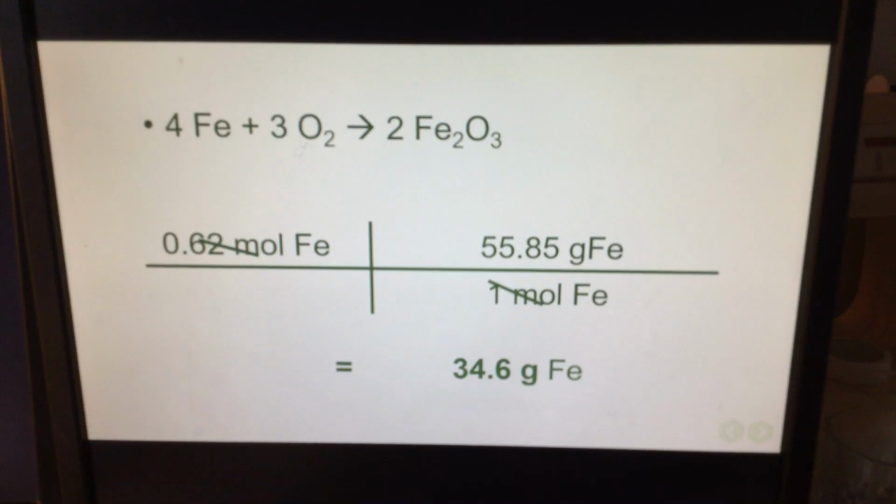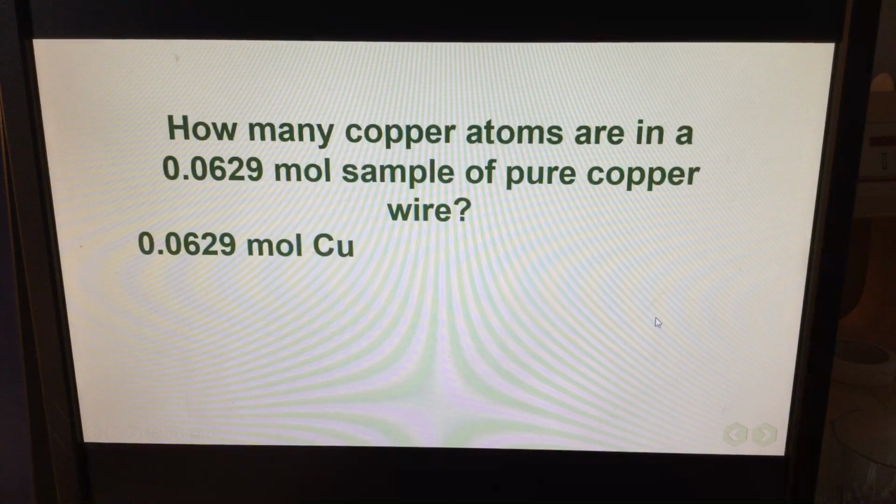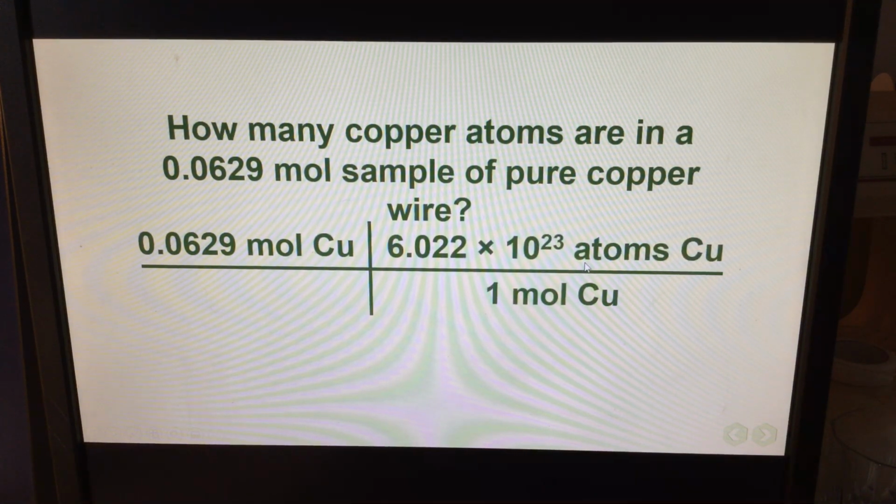So the key to all this stoichiometry is finding the conversion factor. Stoichiometry is nothing but a bunch of conversion factors. So let's try some more conversion factors. How many copper atoms are in 0.0629 moles of a sample of pure copper wire? Well, it's asking for atoms, right? Picture tiny little atoms. How do we count atoms? We count them with Avogadro's number.